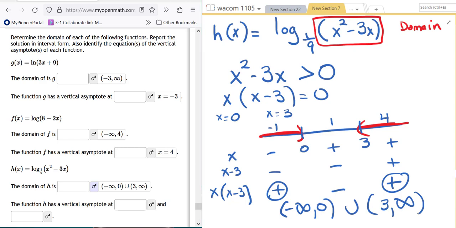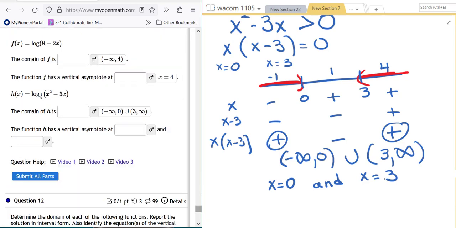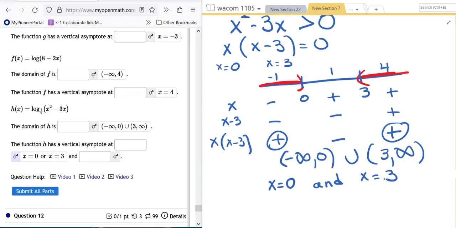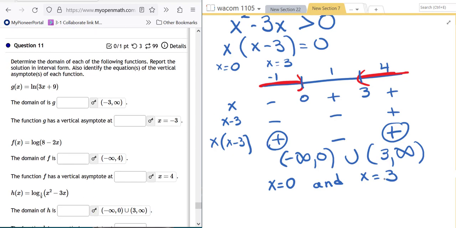And this time you will have two vertical asymptotes. You will have x equals 0 and x equals 3 for our graph. So you could put either one of them in either box and you would be okay. All right, that one is similar.